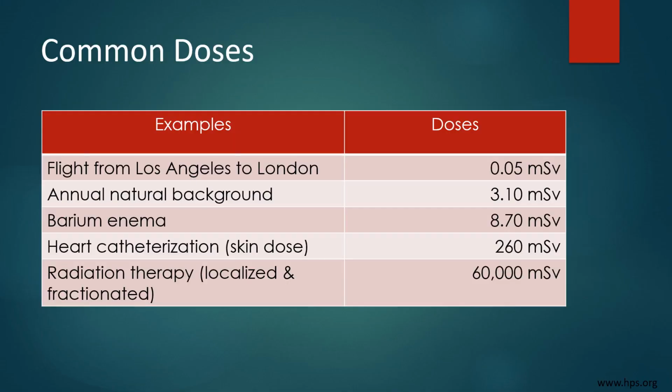To gain some additional perspective, a flight from LA to London could result in a dose of 0.05 millisieverts. Although variable, due to the complexity of the procedure, a cardiac catheterization can yield doses over 260 millisieverts. Radiation therapy procedures are much higher, but the radiation dose is fractionated over time and localized, not a one-time whole-body irradiation event.